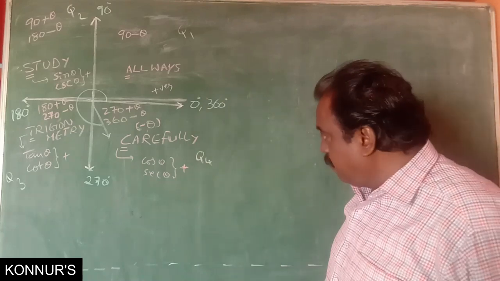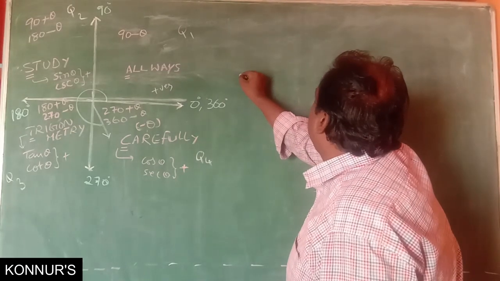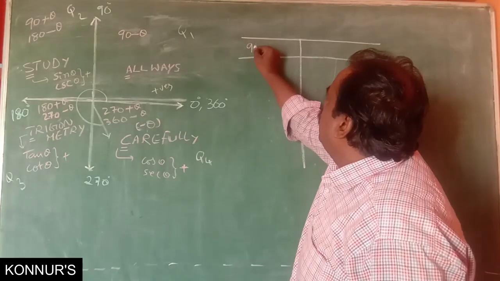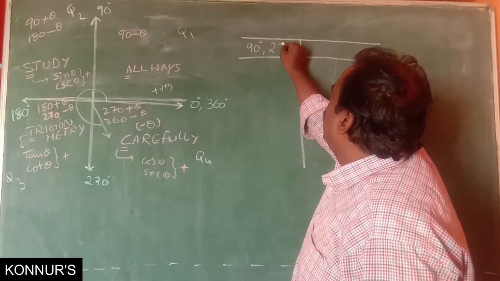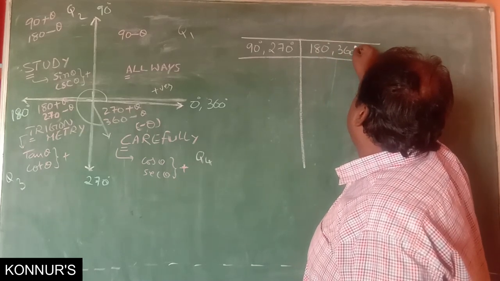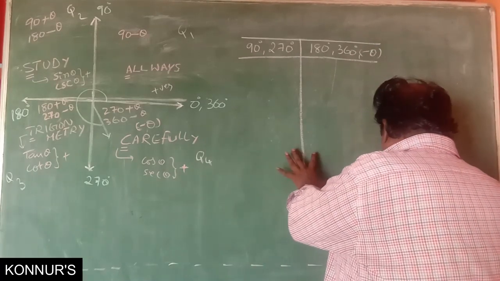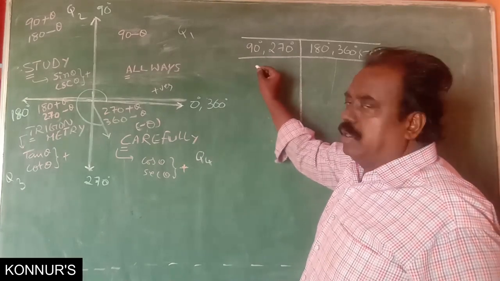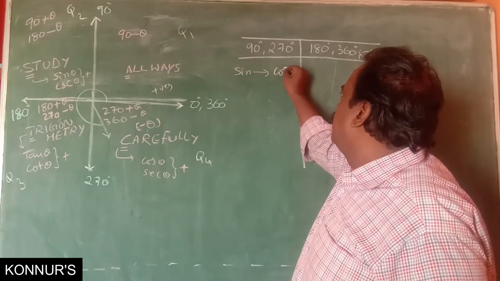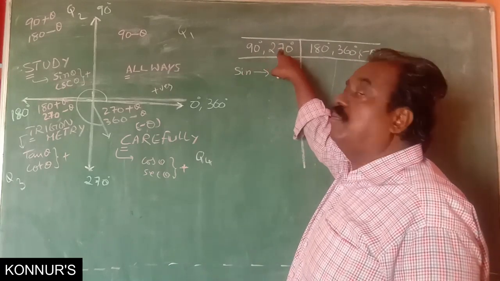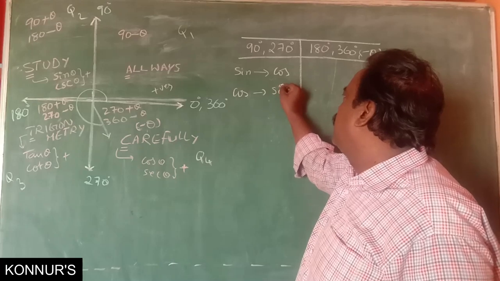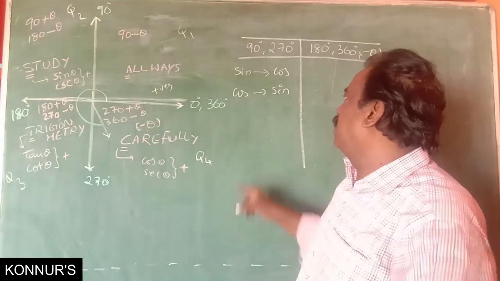Next, related to this one, another small topic is there. It is called a T-table. It is 90 degrees or 270 degrees. Here it is 180 degrees and 360 degrees. Minus theta also. You see, in this table, sine changes to cos. When 90 or 270 is there, sine changes to cos. And cos changes to sine. These are a pair, sine and cosine.